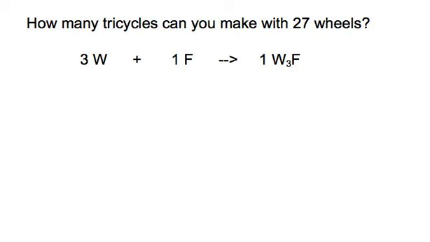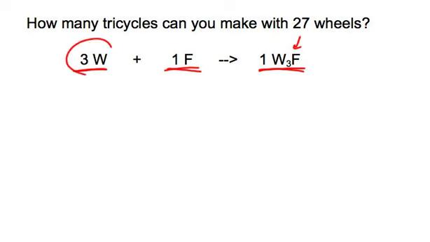So how many tricycles can you make with 27 wheels? What we need is an equation for the process of making tricycles. In this case, the equation is we need 3 wheels plus 1 frame, and that is going to make us 1 tricycle. Notice the formula for a tricycle is something that has 3 wheels and 1 frame. So how do we go about this? The way you probably already did it in your head, is somehow we had to make the connection that it took 3 wheels to make 1 tricycle.